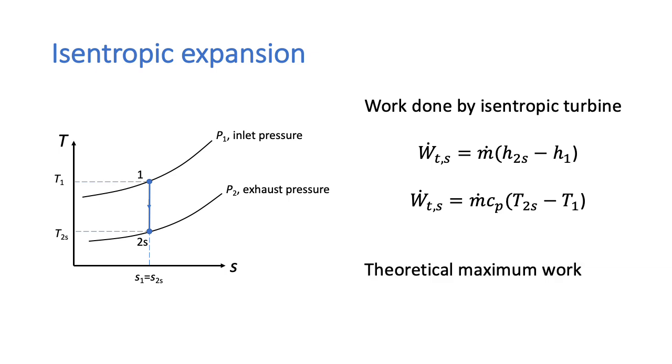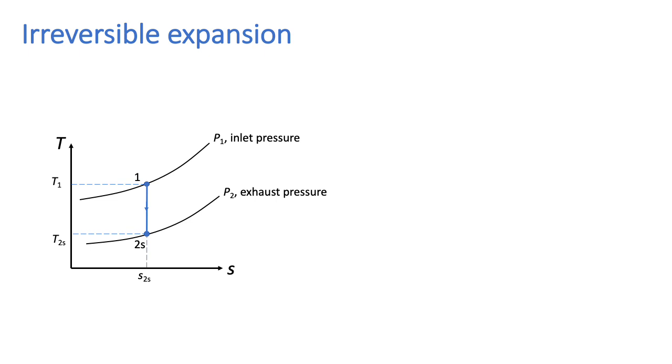This is the theoretical maximum work that we can get from the turbine. We can also show an irreversible expansion for a real turbine on the same TS diagram. This is what an irreversible process would look like. The entropy at the exit, S2, is going to be greater than S2S because there are irreversibilities during the process.